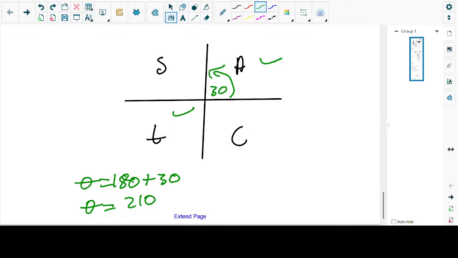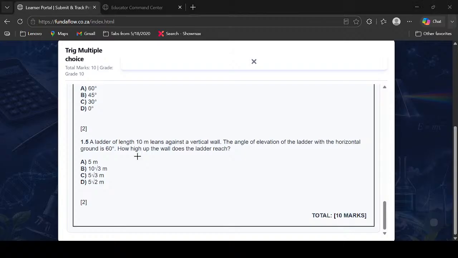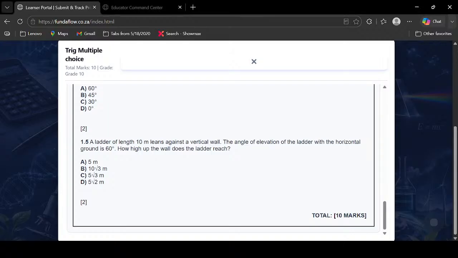Okay, so let's move on to the last one. The last question states, let me share the document. The last question says a ladder of 10 meters leans against a vertical wall. The angle of elevation of the ladder with the horizontal ground is 60.